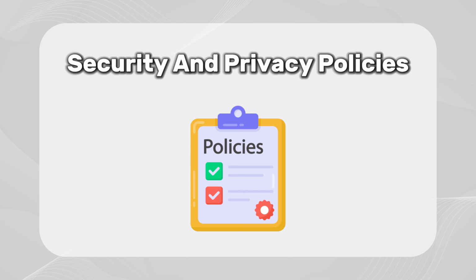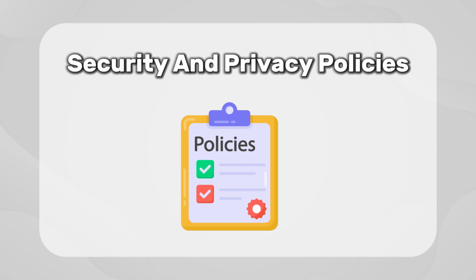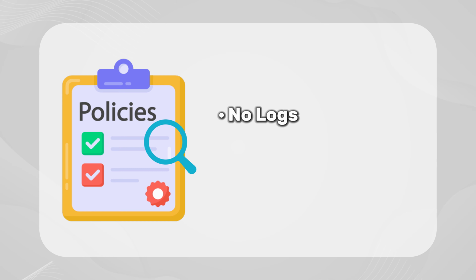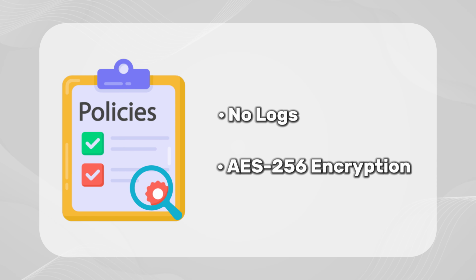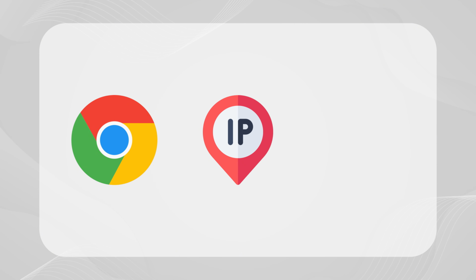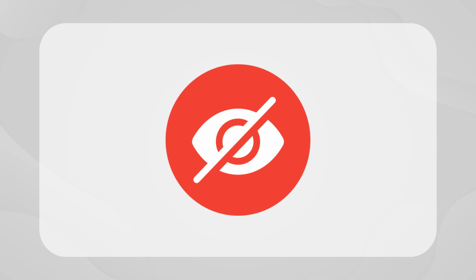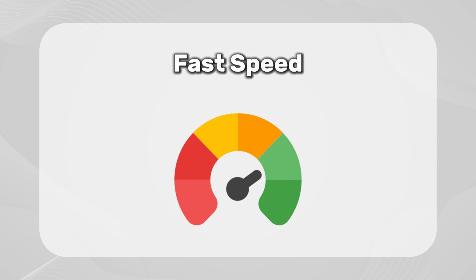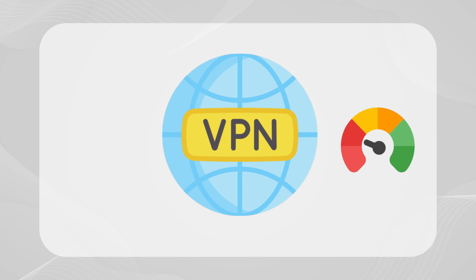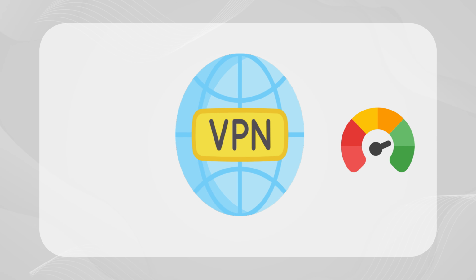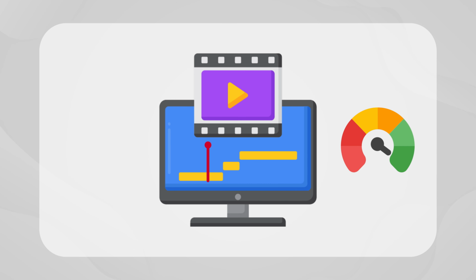Second, security and privacy policies are also important. Always check for no-logs policies and AES-256 encryption, which means your browsing history, IP addresses, and other personal information are not recorded. The last one is fast speed. High speed is essential for seamless video editing. A good VPN provides you with a smooth editing experience and exports 4K videos quickly.